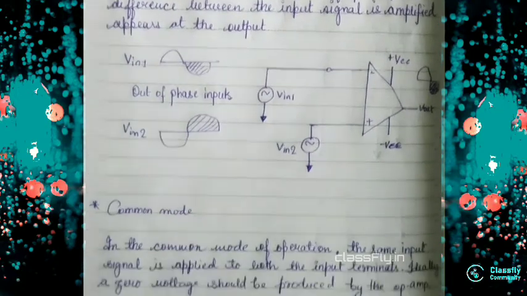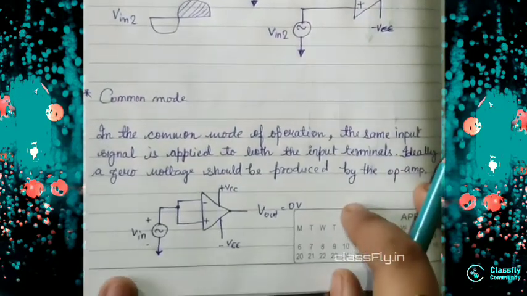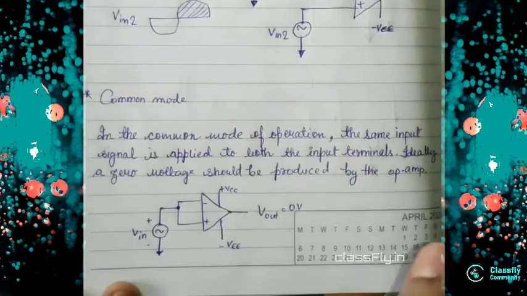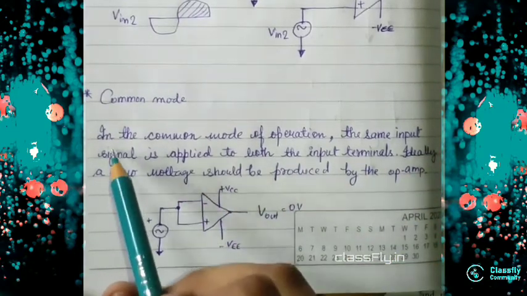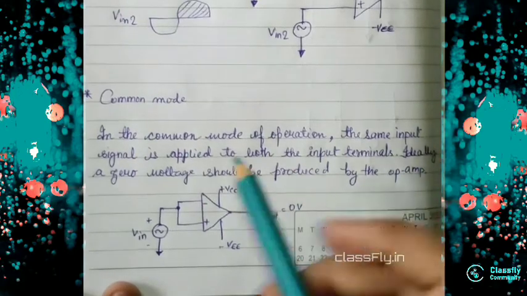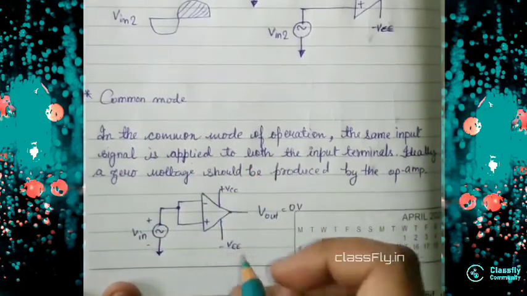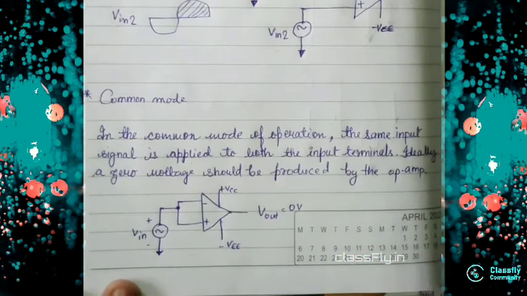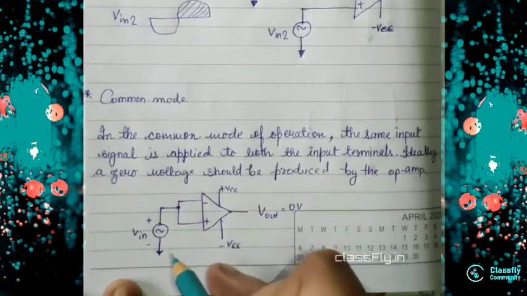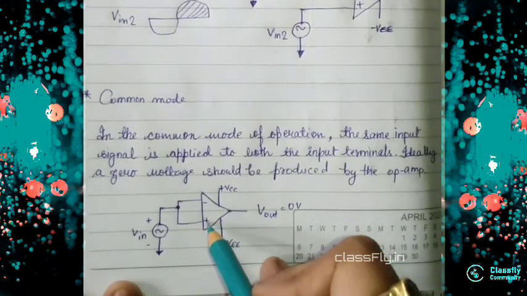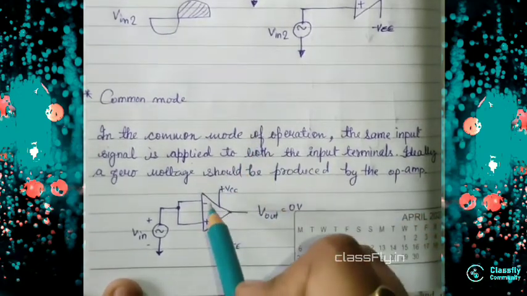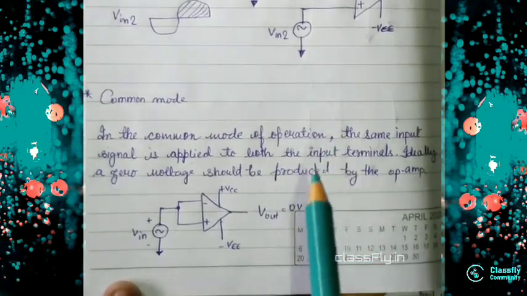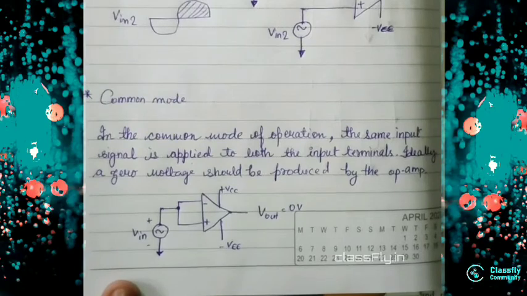Now let's move on to the third mode, that is the common mode. Common mode means we will short circuit the 2 inputs into one. That means in the common mode of operation, the same input signal is applied to both, that is, the inverting and the non-inverting terminals both have the same input signal. If we provide 5 volts to the non-inverting terminal, and we also give 5 volts to the inverting terminal, that states that it is the common mode.